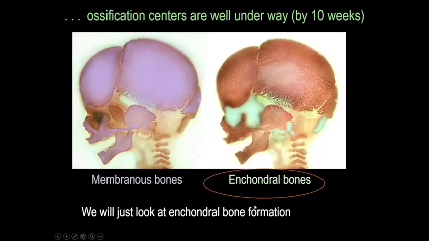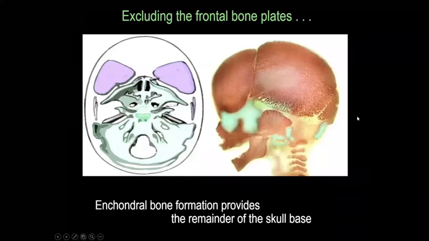We are just going to be looking at enchondral bone formation, so anything in here that's green. And if you take a look here at the supraoccipital bone, half of that is going to be actually membranous and half of it's going to be enchondral. We will exclude the frontal bone plates because they are going to be membranous, and everything here is going to be enchondral. So this, this, and this. Enchondral bone formation will provide the remainder of the skull base.